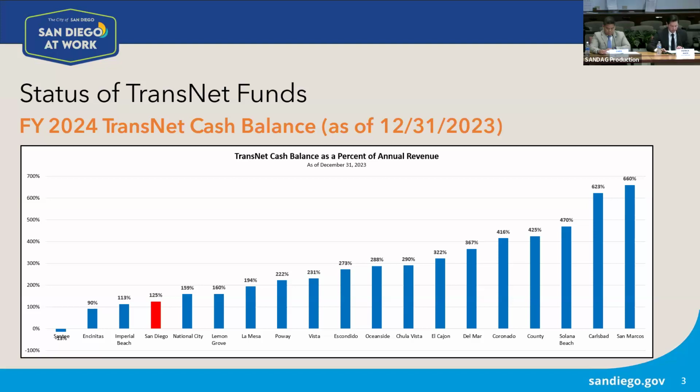As of December 31st, 2023, the city had the fourth lowest fund balance at approximately 125% of the current fiscal year's revenue allocation. It is also important to note that the city's fund balance amount held at SANDAG has been fully programmed and budgeted to active projects.